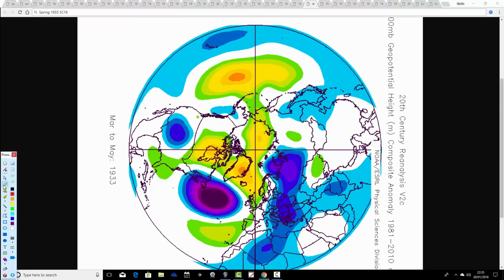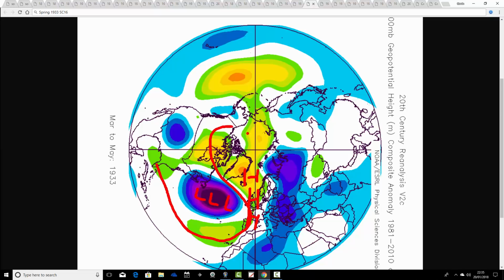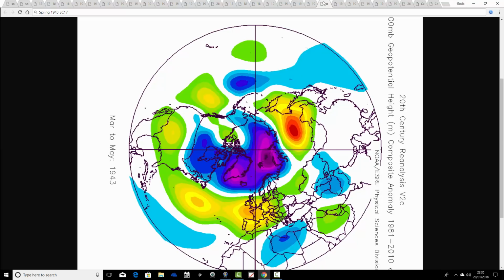1933 comes up next. This one looks more settled. We've got above average heights through the UK and much of Western Europe as well. We have below average pressure in the Atlantic, and doing something like that with the flow and jet stream. I imagine that's quite a nice spring in 1933. Plenty of dry and quite warm weather, I would have thought there.